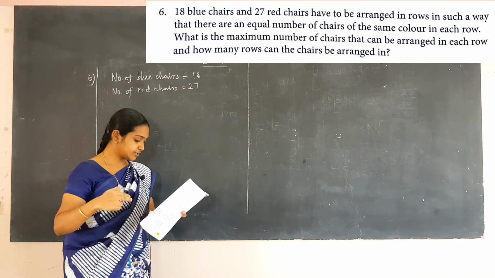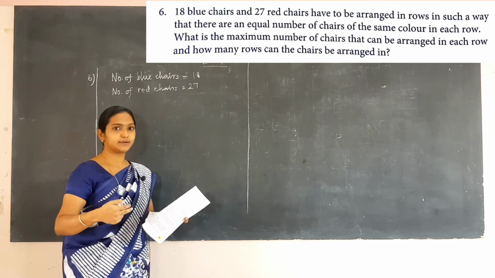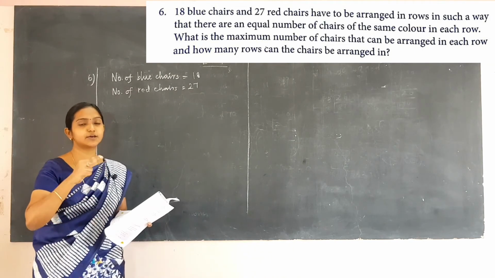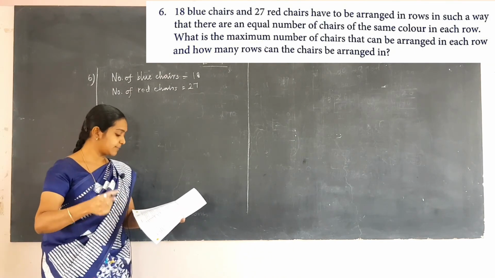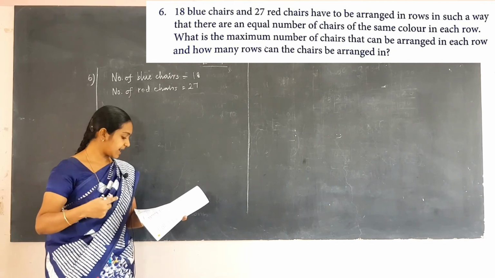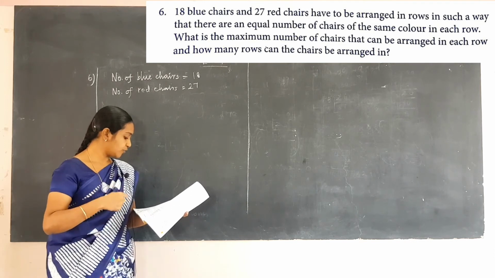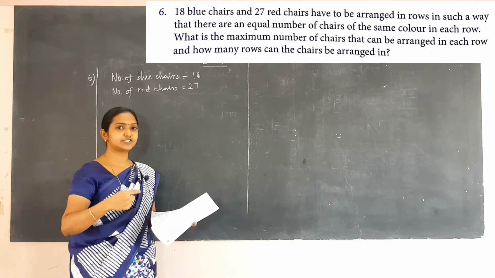It is to be arranged in a row in such a way there are equal number of chairs of the same color. We have to arrange the chairs in a row such that there are same color chairs in a row. What is the maximum number of chairs that can be arranged in each row? And how many rows can the chairs be arranged in?